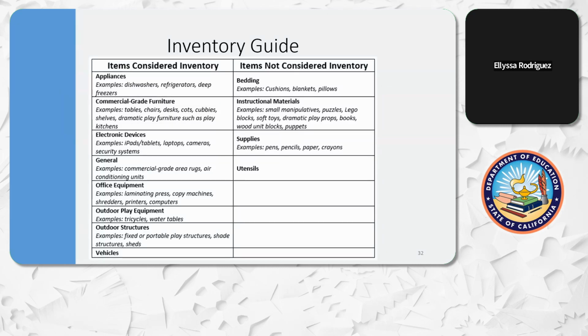Seen on the screen here is an inventory guide. The EENFS, in consultation with the Audits and Investigations Unit, has developed the following chart showing examples of what is and what is not considered inventory. Please note that this is not an all-inclusive list, and the chart is only meant to be a guide. If you do have any questions about the items not addressed within this chart, please reach out to your PQI consultant.